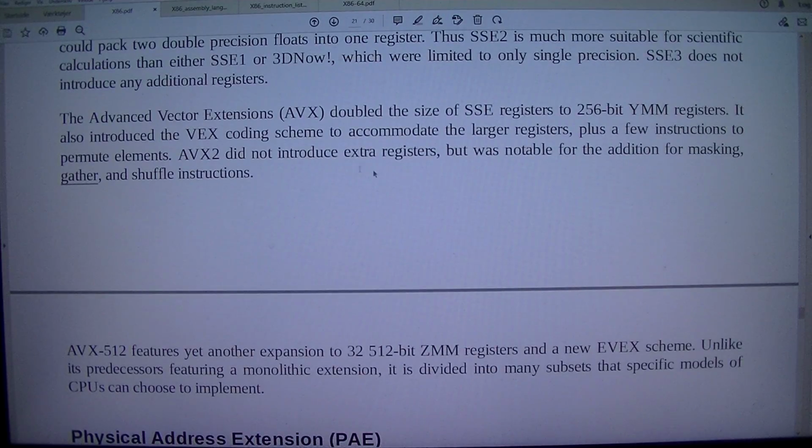The Advanced Vector Extensions, AVX, doubled the size of SSE registers to 256-bit YMM registers. It also introduced the VEX coding scheme to accommodate the larger registers, plus a few instructions to permute elements. AVX2 did not introduce extra registers, but was notable for the addition of masking, gather and shuffle instructions.